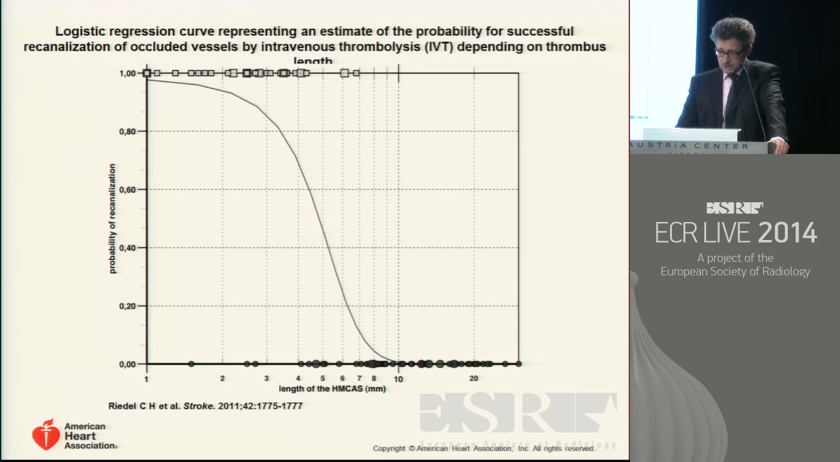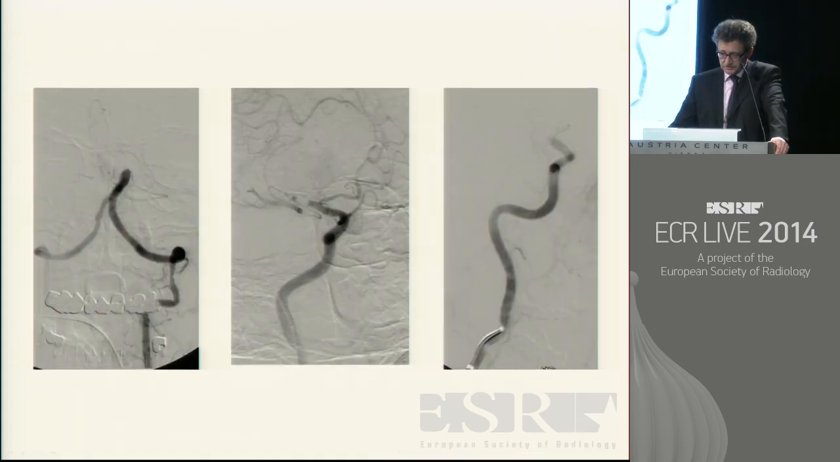So their conclusion is, the longer the thrombus is, the lower the chance of recanalization is, and these patients should undergo interventional treatment. And these are 3 candidates. All candidates have in common that they have extremely bad prognosis.